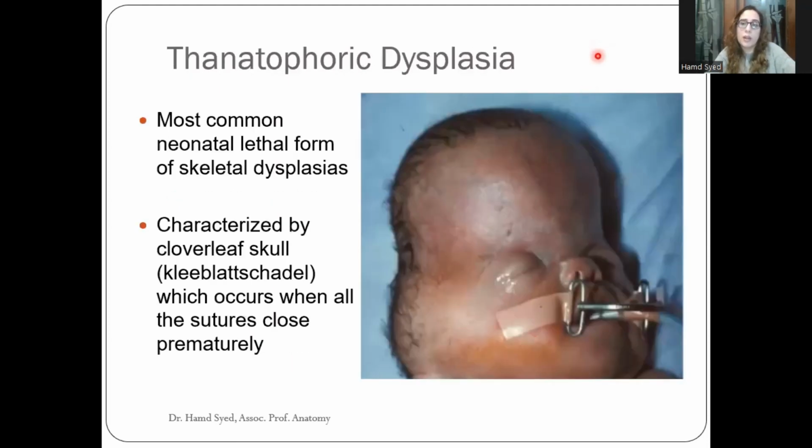Another clinical condition that I would like to discuss in this topic is thanatophoric dysplasia. This is the most common form of lethal neonatal dysplasia, and this is a skeletal dysplasia. There is maldevelopment of the skeletal system, and in the type 2 form of thanatophoric dysplasia there's a characteristic shape of the head, which is known as clover leaf skull. Clover leaf skull occurs when all of the sutures are closed prematurely. So you can see over here the clover leaf skull in case of thanatophoric dysplasia.